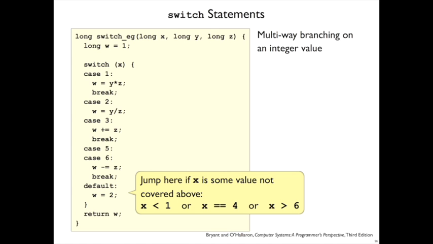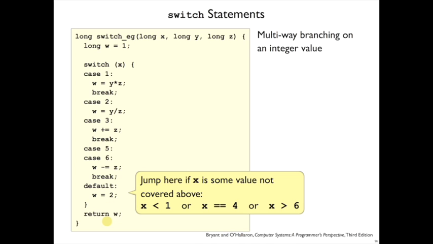Then control jumps there. If X is any other value, if it's less than 1, or if it's 4, notice we didn't have a case for 4, or if X is greater than 6, in all of those cases, then we jump down to here. The default label means case everything else. There's no break, and break's not needed because it just falls through and returns.